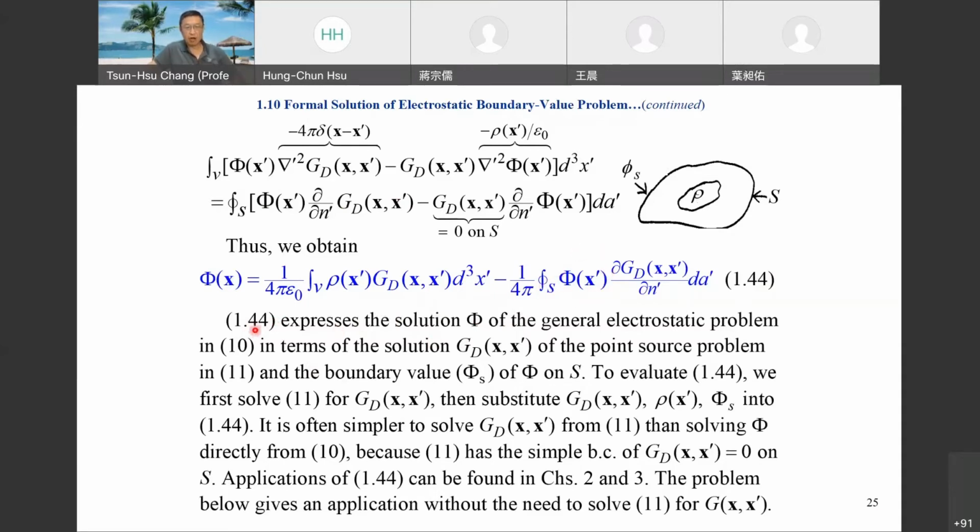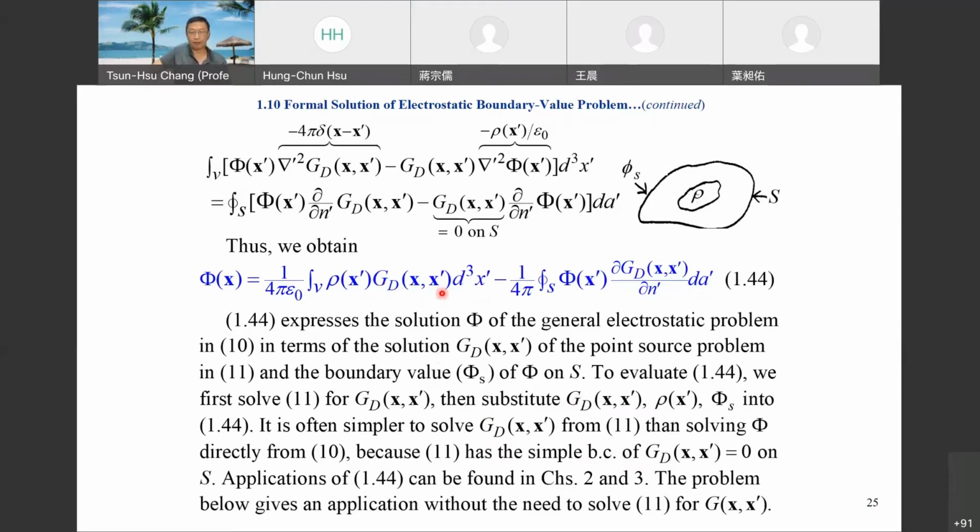So equation 1.44 expresses the solution phi of the general electrostatic problem in terms of the Green's function GD of the point source problem and the boundary value problem phi(x) specified on the surface. To evaluate equation 1.44, we first solve GD, then substitute GD into this equation. So we need to find GD. What does GD look like?